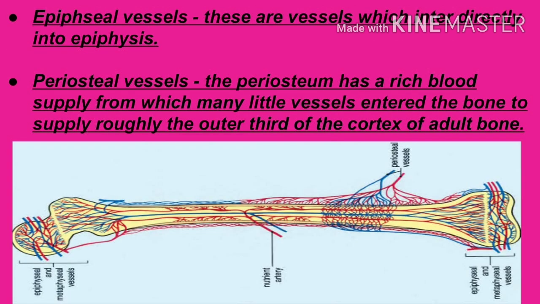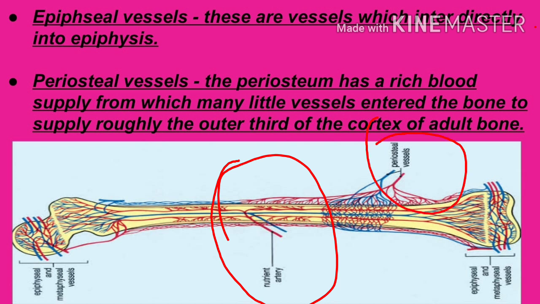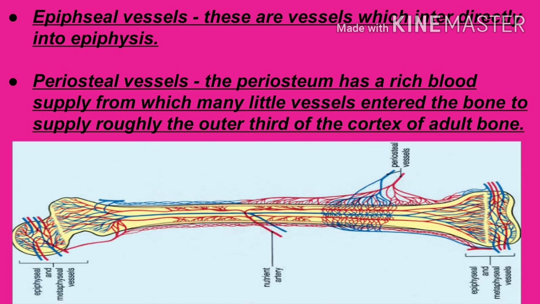This is a picture. Here it has epiphyseal and metaphyseal vessels, and it has the nutrient artery. Look at the picture of the nutrient artery, and the periosteal vessel is mentioned here. You can get clear about this blood supply by this picture. Look at it here.